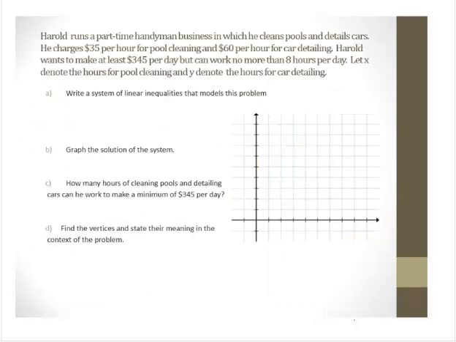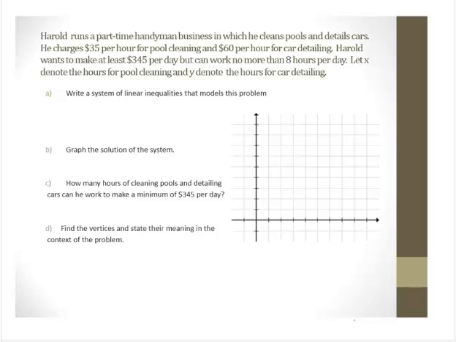Alright, let's see an application. Harold runs a part-time handyman business in which he cleans pools and details cars. He charges $35 per hour for pool cleaning and $60 per hour for car detailing. Harold wants to make at least $345 per day, but can work no more than 8 hours per day. Let x denote the hours for pool cleaning and y denote the hours for car detailing.